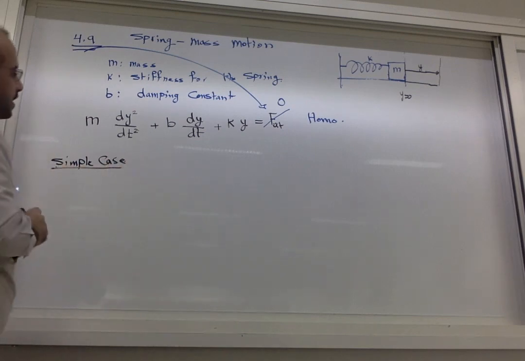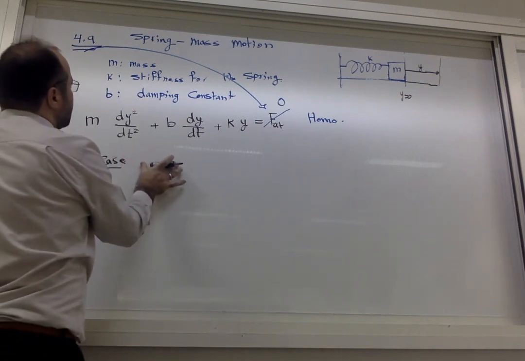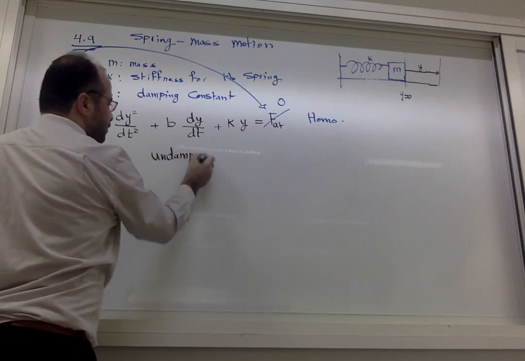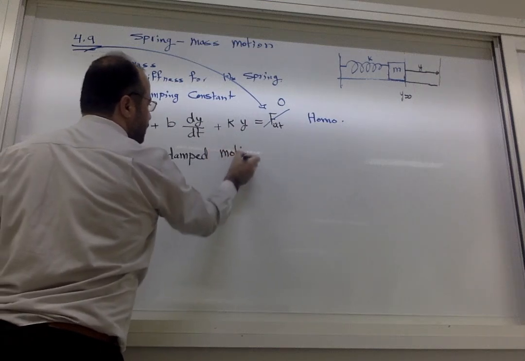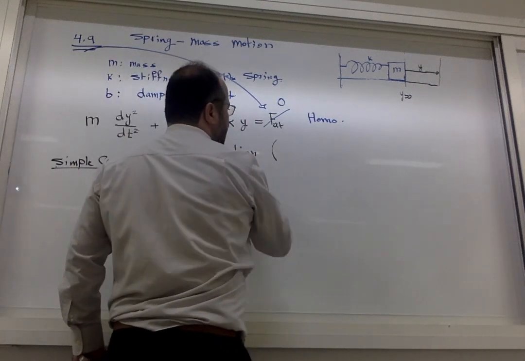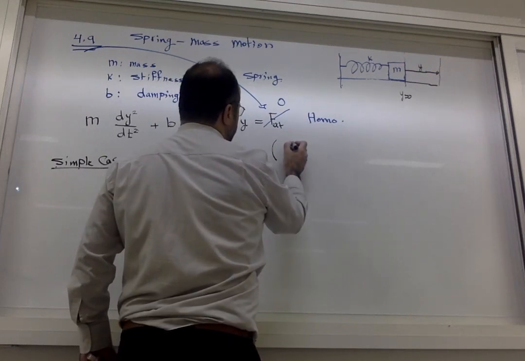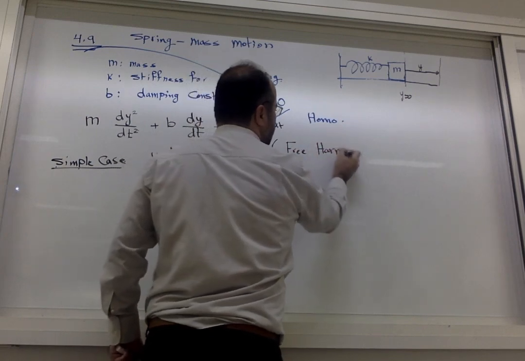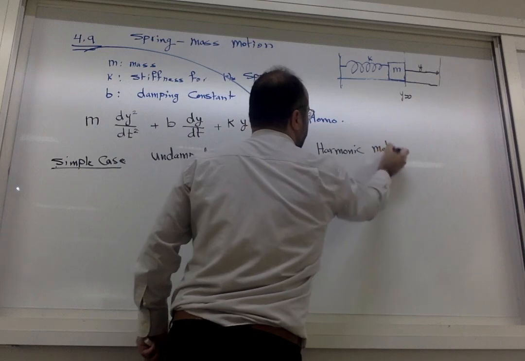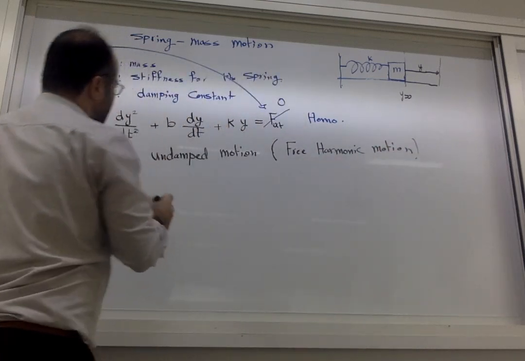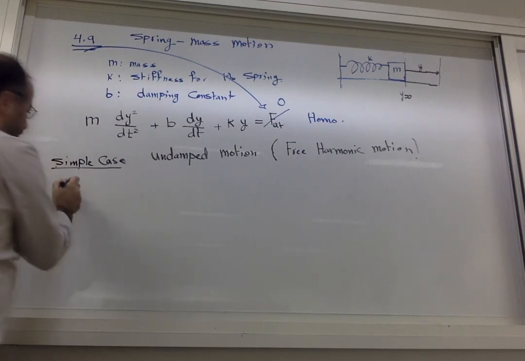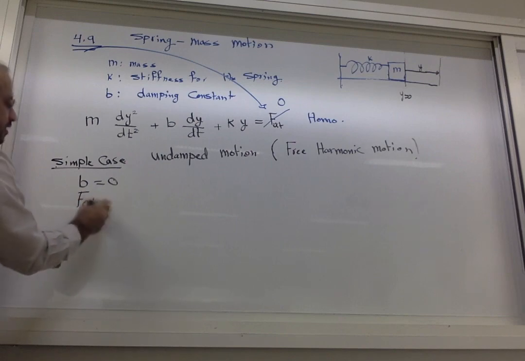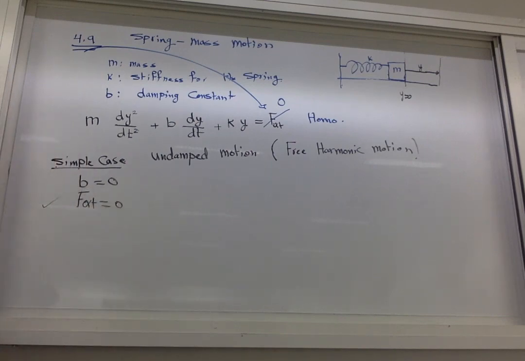Now last time I gave you one simple case, and this simple case is the following. We call this undamped motion, or some people call it free harmonic motion. So in this case, you consider B to be 0, and F external is also 0. This is always the case. Always we're going to have F external equals 0.